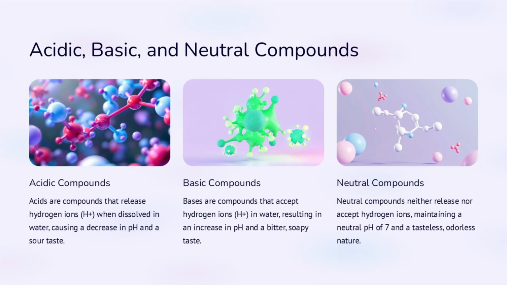Acids, bases, and neutral compounds are three main types of chemical compounds. Acids release hydrogen ions, H+, when dissolved in water, lowering the pH and giving a sour taste. Bases accept hydrogen ions, H+, in water, increasing the pH and resulting in a bitter, soapy taste. Neutral compounds do not release or accept hydrogen ions, maintaining a neutral pH of 7 and being tasteless and odorless. Understanding the properties of these three compound types is important in chemistry, biology, and many other scientific fields.